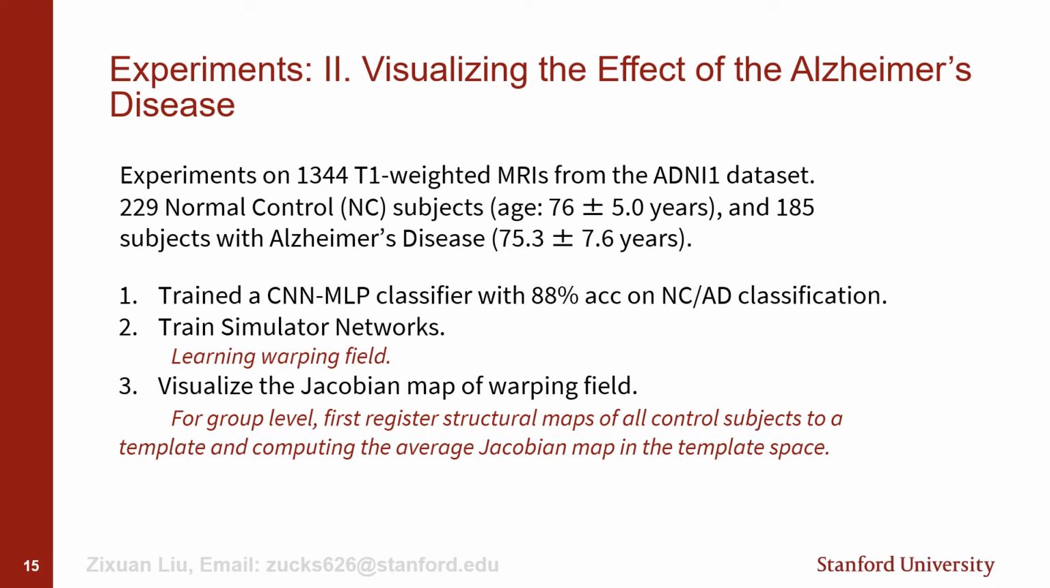For the corresponding subject level visualization generation, we calculate the Jacobian map based on the warping field. And also note that besides the subject level visualization, to generate group level visualization, we first register structural maps of all control subjects to a template and compute the average Jacobian map in the template space.